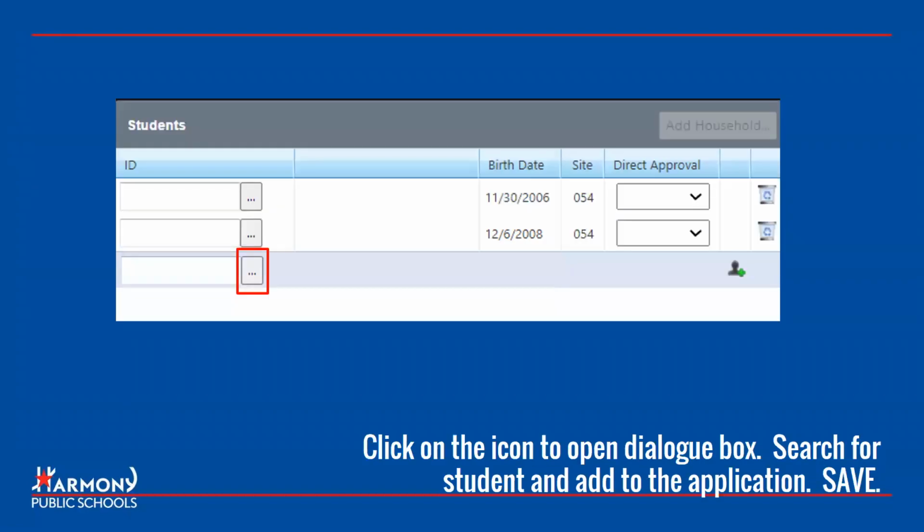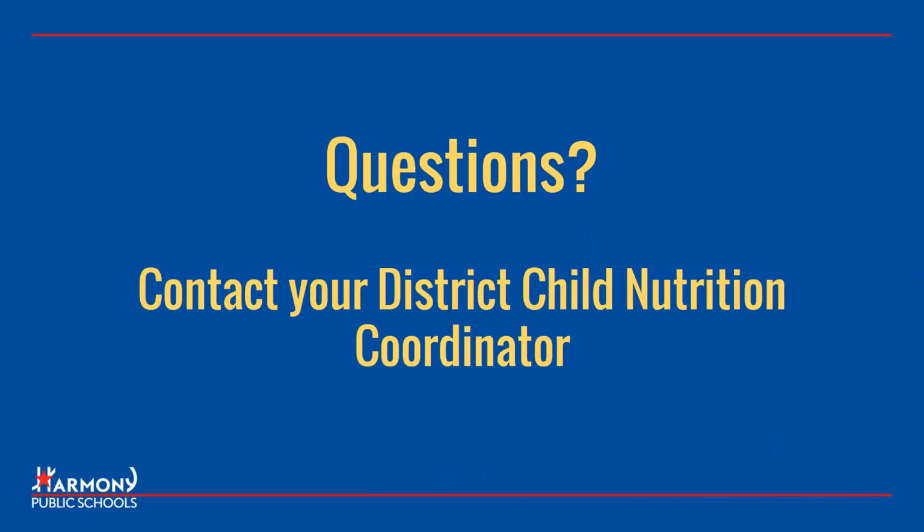And then at the top under students, you're going to click on that icon with the 3 dots. That will open up a dialog box where you can search for that additional student and add them to the application and click save. Don't forget to click save. And then the student will be added to the application and be receiving the same benefits as the rest of the household. And that should clear out the error messages from Certify on later reports once you have these students matched up.